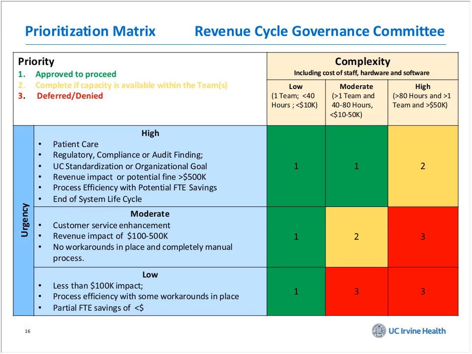Again, this would be the revenue cycle's prioritization matrix. Their urgency is different. Patient care certainly is a big part, but you can see regulatory compliance or audit findings would be high for them. A potential fine of some kind, or revenue impact greater than $500,000. Is there FTE savings? So there's a little bit different twist on what they view as high versus clinical. Again, the executive governance can be the tiebreaker on a lot of this stuff.